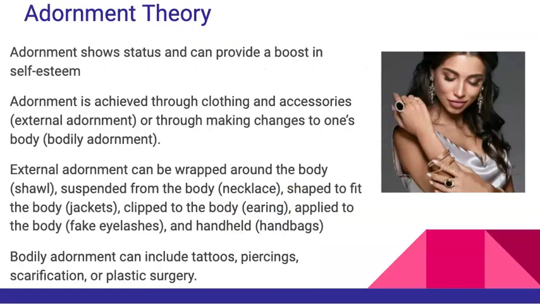So diving a little bit deeper into adornment theory, some of the goals here are showing off status or boosting one's self-esteem. And this can be achieved through clothing and accessory items or by making modifications to one's body. So for example, external adornment can include things that are suspended from the body, shaped to fit the body, clipped to the body, applied to the body, or held. And bodily adornment can include things like tattoos, piercings, and plastic surgery that change the appearance of the body.